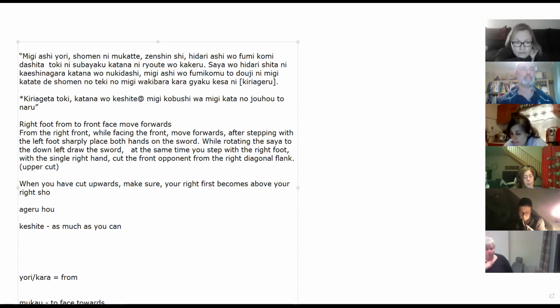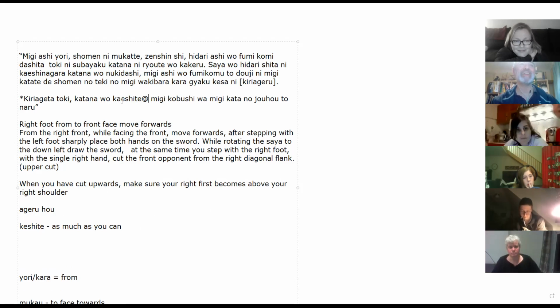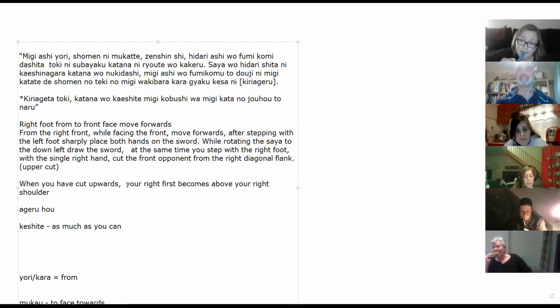And you make sure that. Oh, this was it. This is perfect. When you cut upwards, make sure your right fist becomes above your right shoulder as much as you can. And how does the katana or keshite come in? Where do you put the sword in this? Katana o, sorry, I've missed out a letter. Sorry, it's not keshite. It's katana o kaishite. Sorry, I'm not sure how that got removed. Katana o kaishite, migi kobushi.